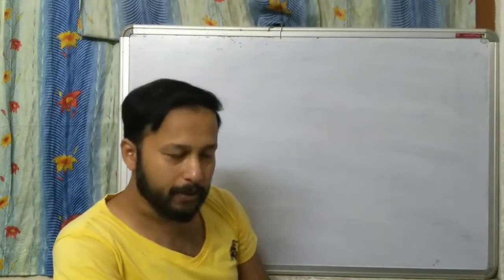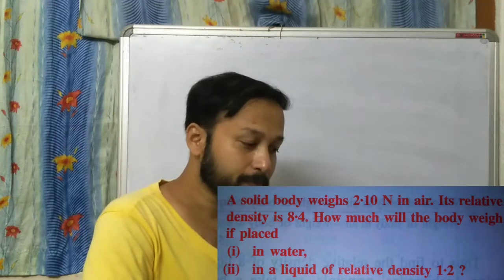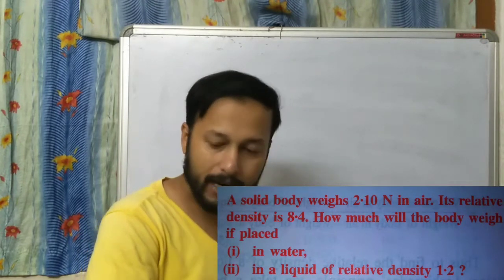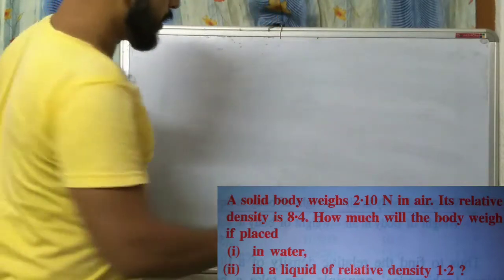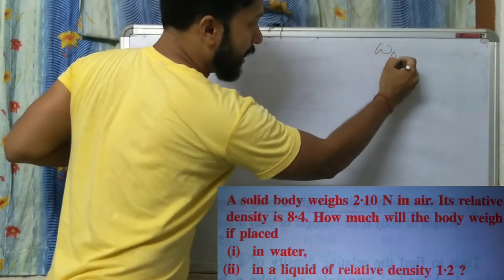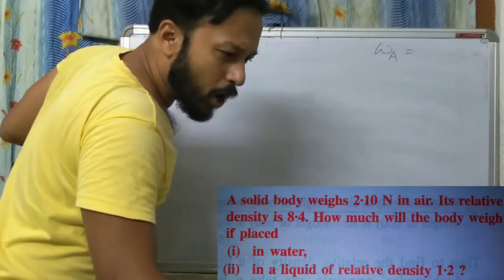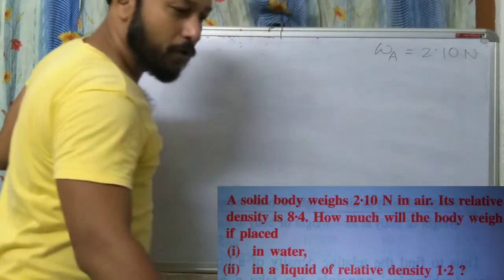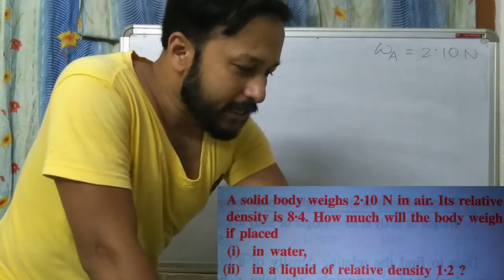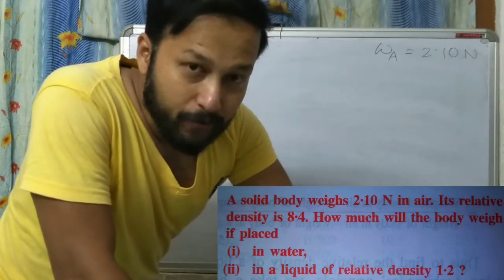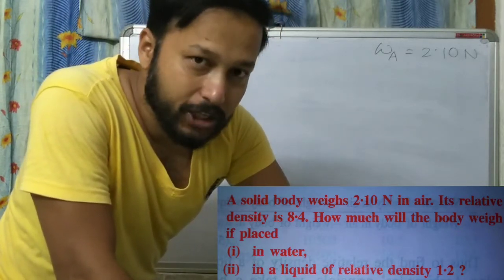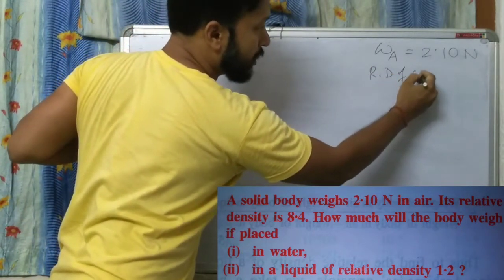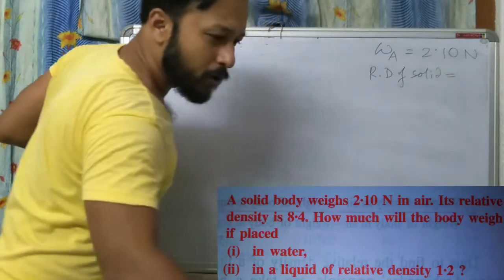Now the next question. A solid body whose weight in air is 2.1 Newton, 2.10 Newton. Fine. And it is given that its relative density is 8.4. The relative density of the solid is 8.4.